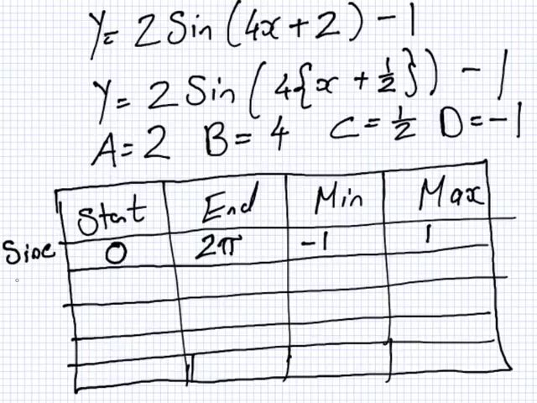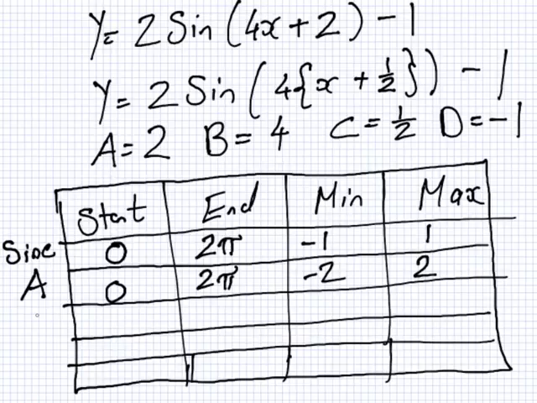Now what we do is we look at the effect of each constant here. So now let's have a look at what the A does. If I put in an A of 2, what happens to the graph? It still starts at 0, and it still ends at 2 pi. But what's different now? Minus 2, 2. Very good. It goes from minus 2 to 2, because it's expanded vertically.